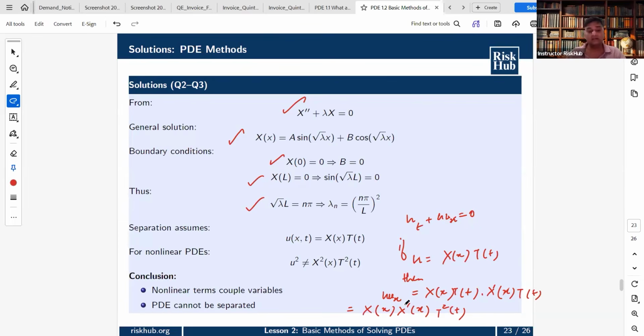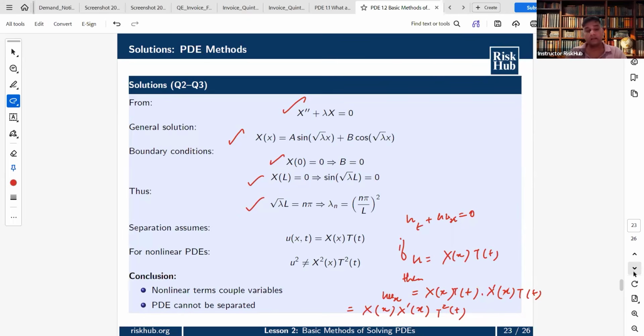An important clarification here is that the slide phrase may appear to suggest that u squared is not equal to X squared T squared. Mathematically, u squared is equal to X squared T squared when u is equal to X T. The real point is not that the square itself is impossible. The point is that nonlinear terms destroy clean separation and superposition. The financial connection here is that many portfolio optimization PDEs, especially Hamilton-Jacobi-Bellman equations, are nonlinear. That is why numerical methods are often needed in dynamic portfolio optimization.